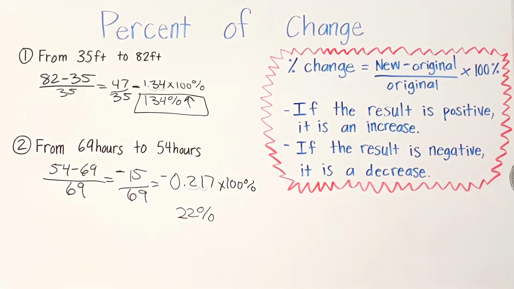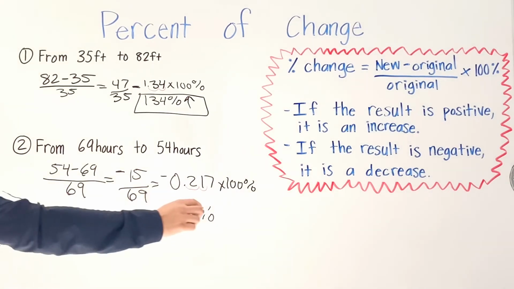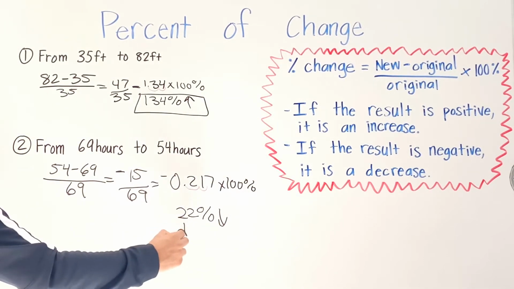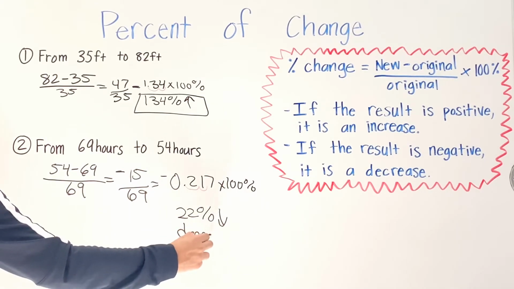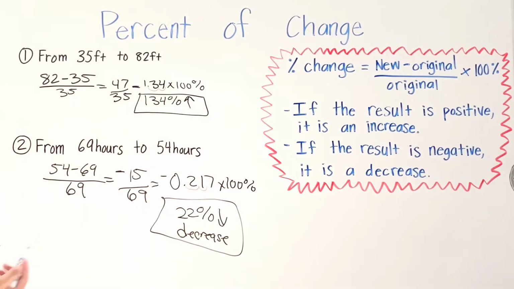But like on the right hand side, if the result is negative, you know it is a decrease. So 22%, we're going to have a what? Down. So we're going to have a decrease. So your answer would be 22% decrease. On number one, you will have 134%, since it's positive, an increase.